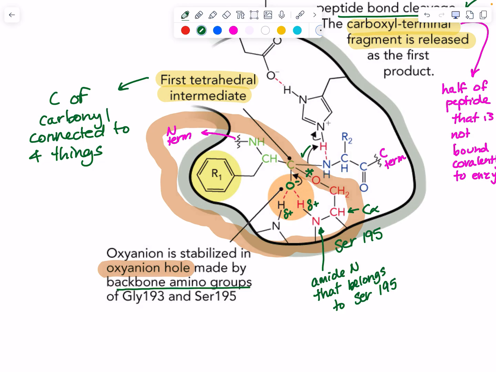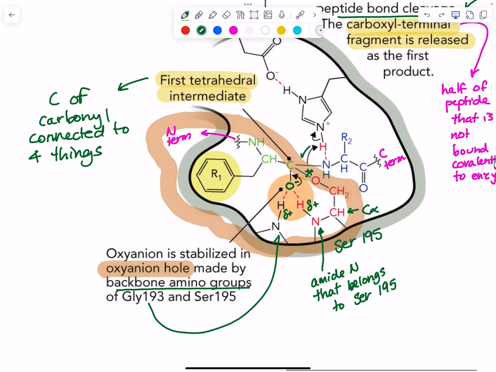So, and then the next amino acid that contributes an amide nitrogen is glycine 193. Okay, so that's, let me make that better. There we go, glycine 193.